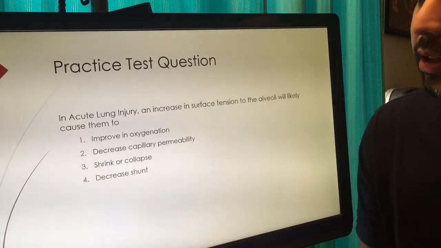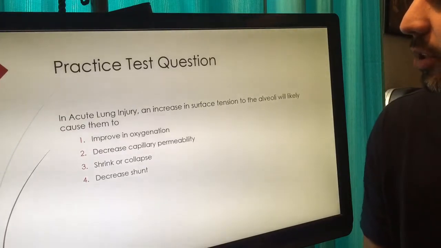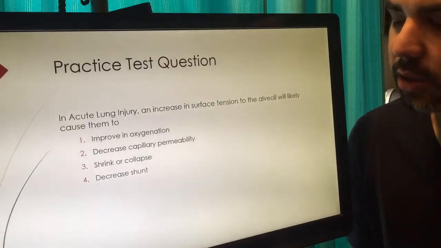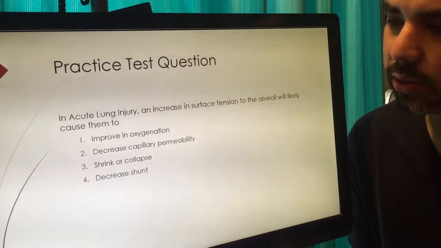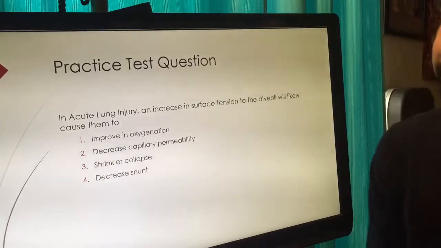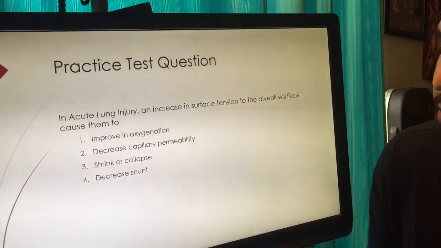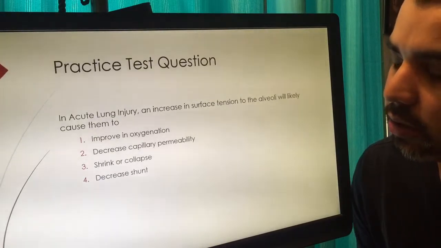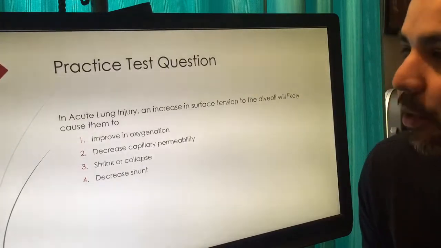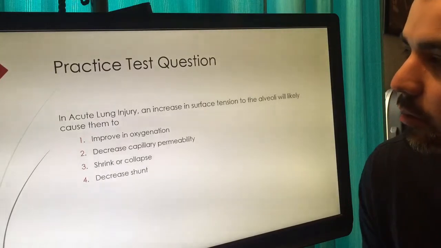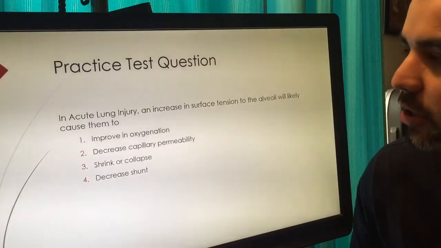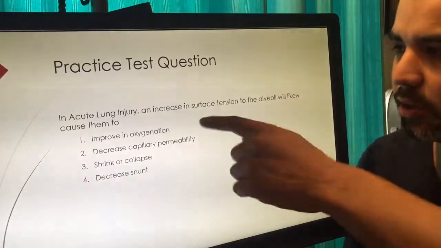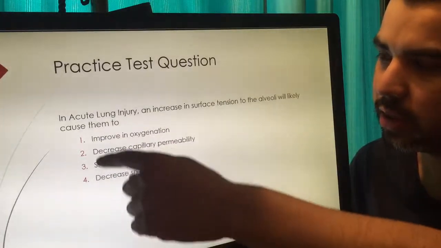So the first one is: in acute lung injury, an increase in surface tension to the alveoli will likely cause them to improve in oxygenation, decrease capillary permeability, shrink or collapse, or decrease in shunt. Now let's look at this. This one's a critical thinking one, because each of these things does happen in acute lung injury, but the increase in surface tension only pertains to one of these answers.